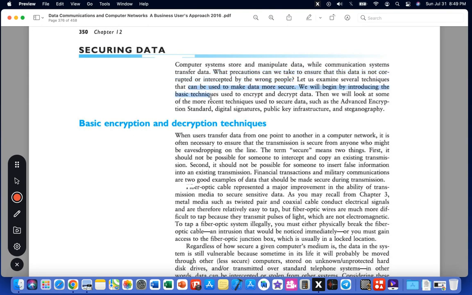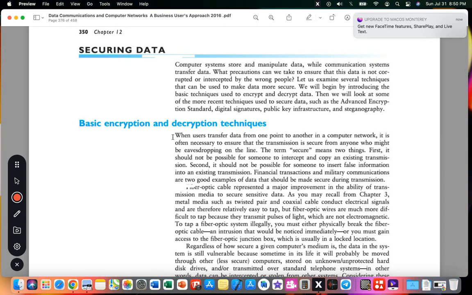We will begin by introducing the basic techniques used to encrypt and decrypt data. Then we will look at some of the more recent techniques used to secure data, such as Advanced Encryption Standard, digital signatures, public key infrastructure, and steganography.